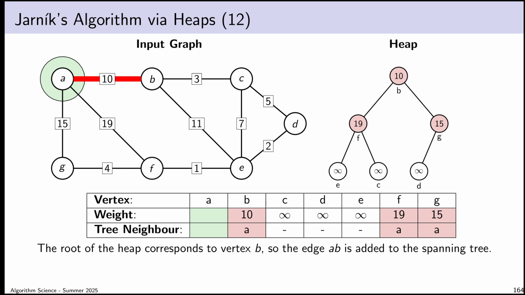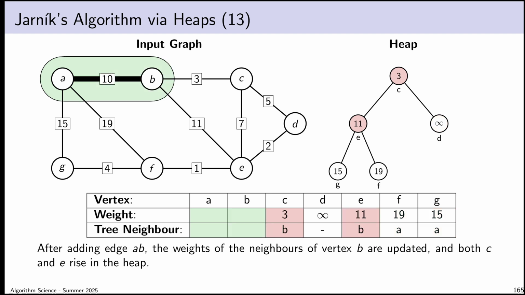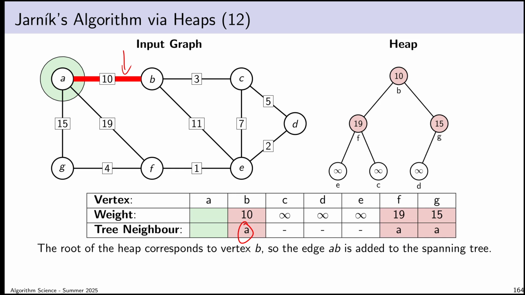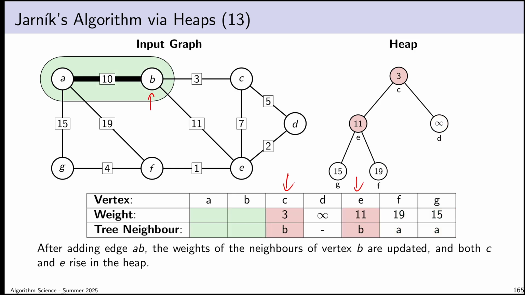Okay, so at this step, the root of the heap corresponds to vertex B, which means B has the lowest weight. I look up the tree neighbor of B, it's vertex A, so I add the edge AB. Great. And then B gets deleted from the heap. After adding edge AB, I adjust the weights of the neighbors of vertex B, that would be vertex C and vertex E. As a result, C goes from having weight infinity to weight 3, so a bubble up operation moves it all the way to the top of the heap.